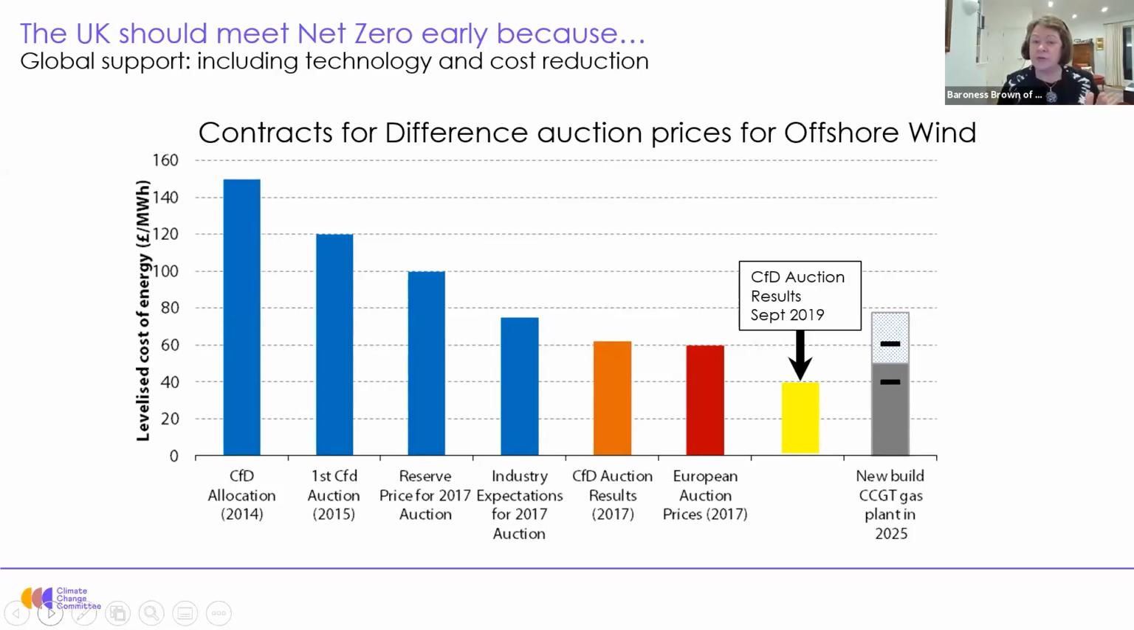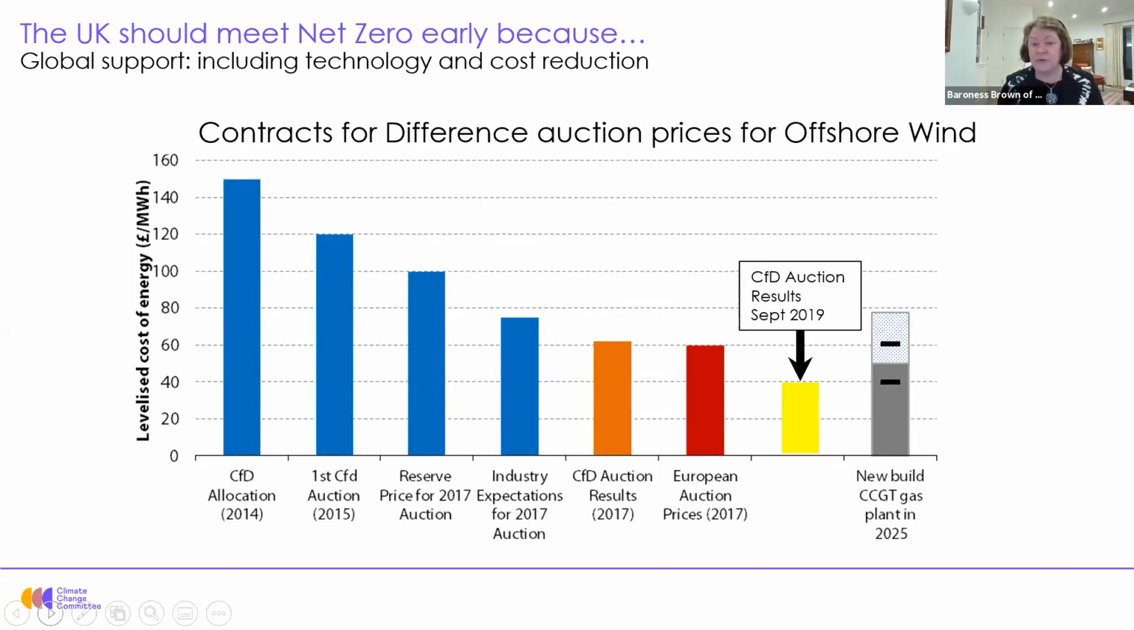It was only in 2014 that we thought offshore wind, in terms of energy generation, was going to be costing about £150 a megawatt hour. Only 5 years later, in 2019, in what's called the Contracts for Difference auction round, the electricity generators were suggesting that they could generate electricity from offshore wind at less than £40 per megawatt hour. So much cheaper than the current standard that we use, which is a combined cycle gas turbine generating electricity in the UK.